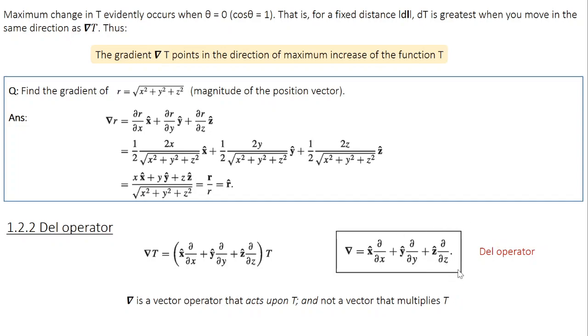So this gives you the differential function in 3 dimensions. Now remember, this is not a normal vector, this is a vector operator. So when you write gradient t, you don't say you are multiplying t with the del operator. You have to say del is a vector operator which acts upon the function t.